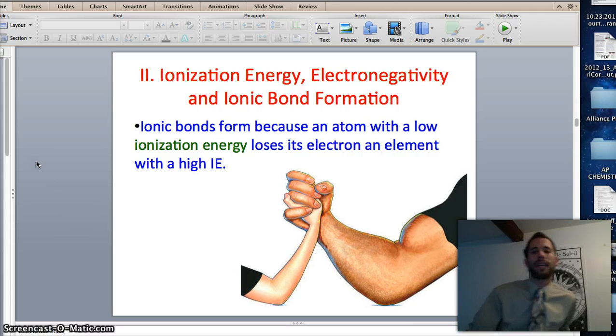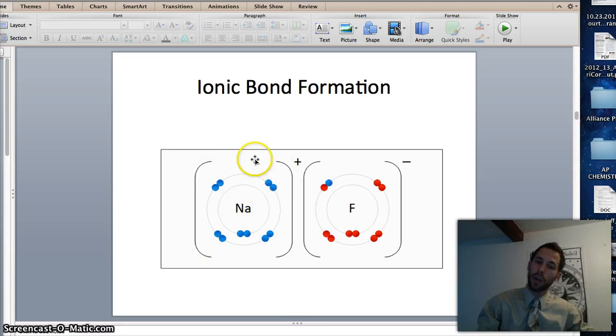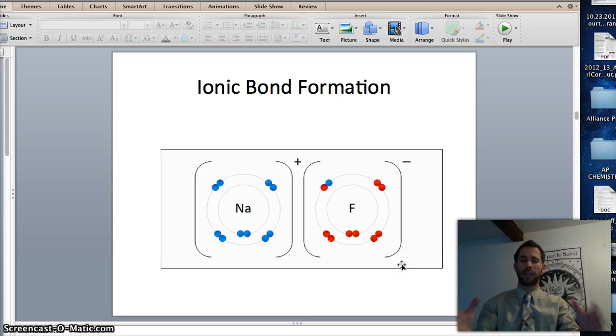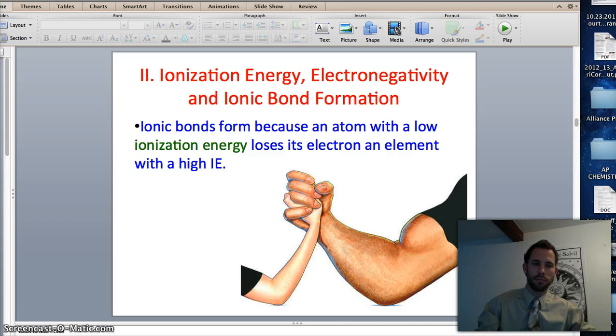Now here's where ionization energy and electronegativity come into play in ionic bond formation. Ionic bonds form because there's one atom with a really high electronegativity, a really strong atom, and one with a really low electronegativity, a really weak atom. So what happens is that strong atom is going to come in and steal that electron away from an atom with a very low ionization energy. In this case, sodium has a low ionization energy. Fluorine is extremely electronegative. Its ability to attract electrons is very high. It's really strong. It's going to steal that electron away from the much weaker sodium. When it does that, it forms the bond, just like this.